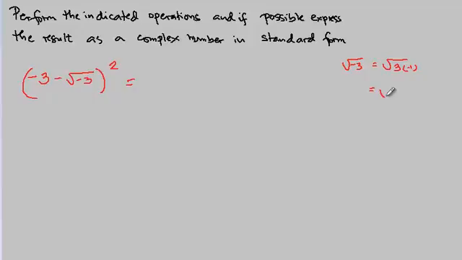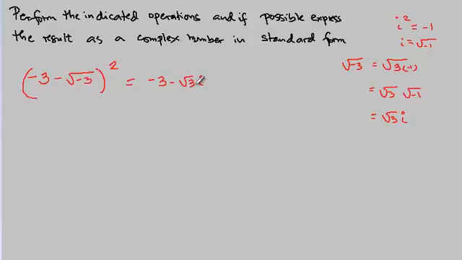And we know that that is square root of 3 times square root of negative 1. And square root of negative 1 is simply i, by virtue of i squared being equal to negative 1. So in that case, the square root of negative 3 is square root of 3 i. So we'll have here negative 3 minus square root of 3 i.